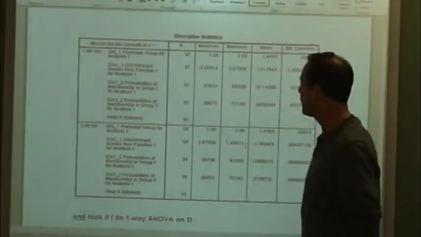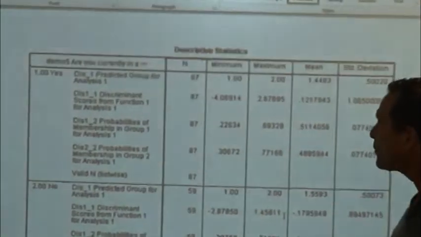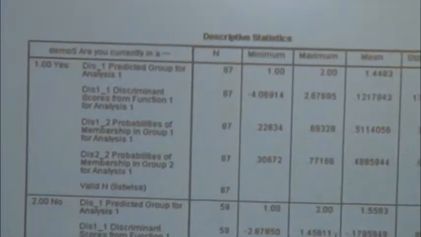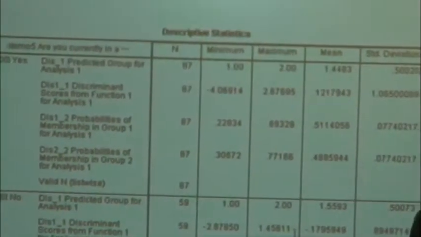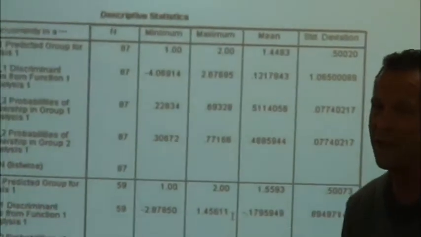So let's say we have 2 groups. You're in a relationship or not. 87, 59. First of all, what do you think about the sample sizes? Radically different or okay? We'd love them to be equal, but in the real world that ain't going to happen. Moderate. Yeah, it's not perfect, but I've seen worse.